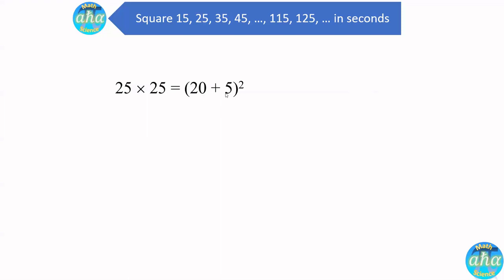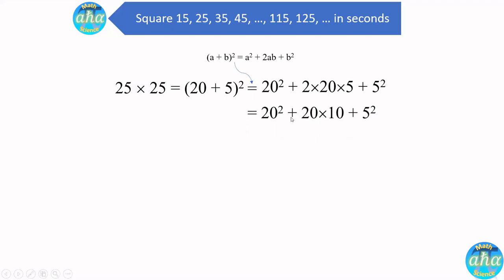So that can be written as 20 plus 5 squared. Now we can do this square directly, or we can apply the a plus b squared formula, because a plus b squared is equal to a squared plus 2 times ab plus b squared. So when you apply this formula, we just get 20 squared plus 2 times 20 times 5, and that's the middle term, and then we have 5 squared as the last term. And instead of computing this directly, you just keep the 20 squared, and then 2 times 5 is 10. So the middle term just becomes 20 times 10, and the last term is still 5 squared.